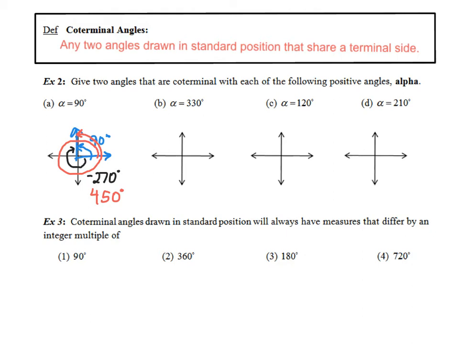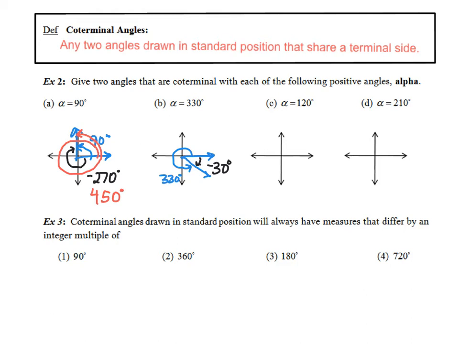Let's try 330. Here's my initial side. 330 is going to end over here in quadrant number 4. So that's an angle of 330 degrees. Could I go the opposite direction? Of course. So if I rotate that way, it's going to be an angle of negative 30. Do you notice that the absolute values of the two angles when added together would be 360?